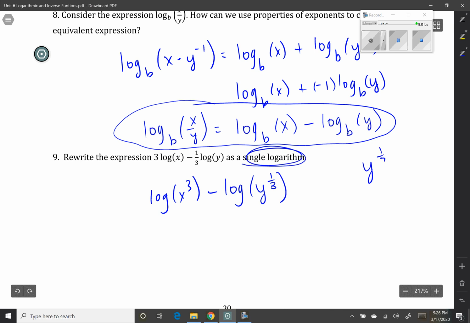Y to the 1/3 from the last unit we know is the same thing as the cube root of y. So I could rewrite this as one single logarithm of x to the 3rd divided by the cube root of y.